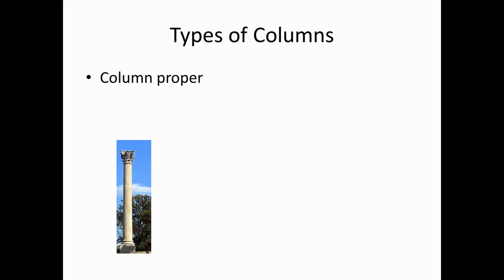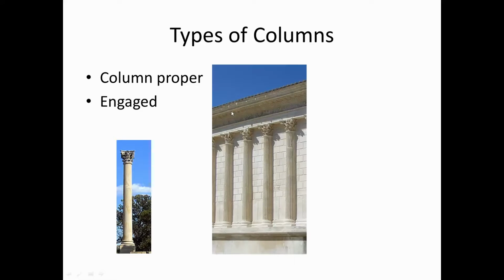So there are a lot of types of columns. There's what we consider the column proper. This is a freestanding column that you can tell appears where the cross beams would sit, and it would hold up structures. Then we have engaged columns, and you can tell these are not freestanding, right? These are part of the wall. They do still do some support work, but they're a little more decorative than supportive.